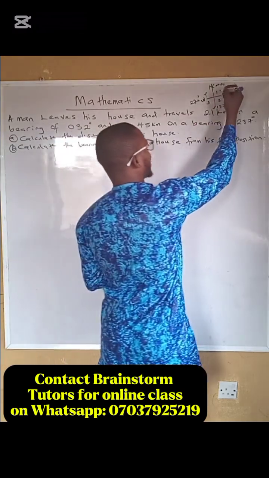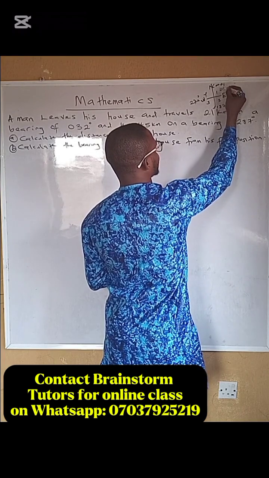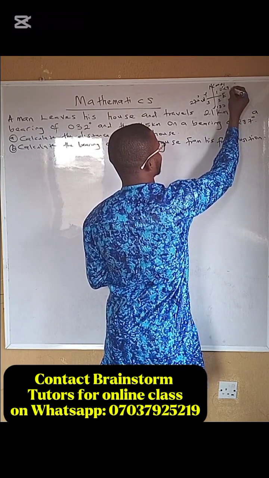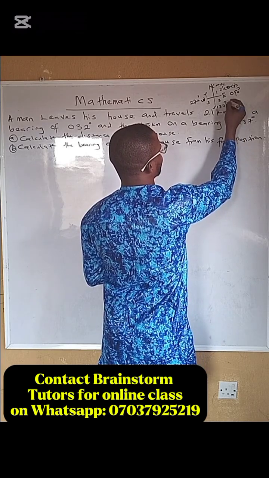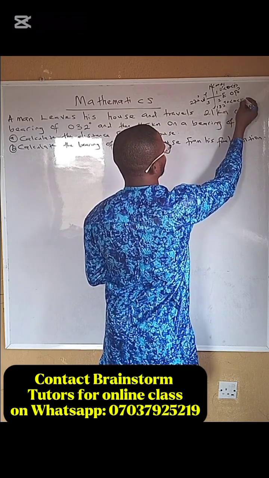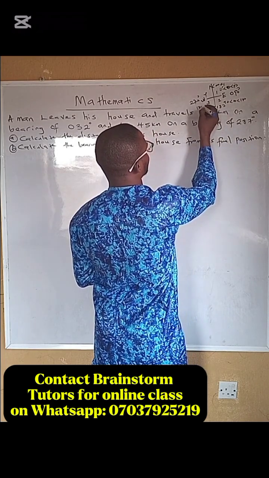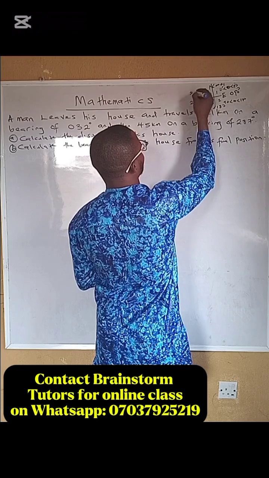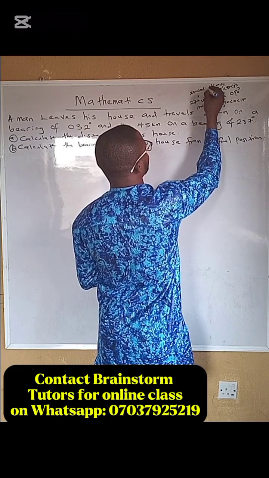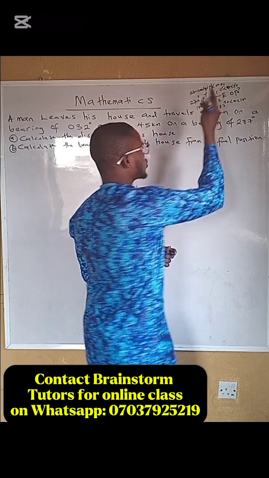In the first quadrant, the angle I'm expected to have is 0 degrees is less than theta, and theta is less than 90. In the second quadrant, we expect 90 is less than theta, and theta is less than 180. In the third quadrant, 180 is less than theta, and theta is less than 270. While in the fourth quadrant, we have 270 is less than theta, and theta is less than 360 degrees, and so on and so forth.